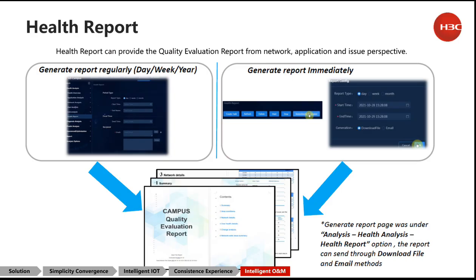What's really nice about the O&M is we can generate a health report. Again, this health report looks at all those aspects that I've just given you. It can be pulled on demand or it can be pushed as a daily, weekly, monthly push.